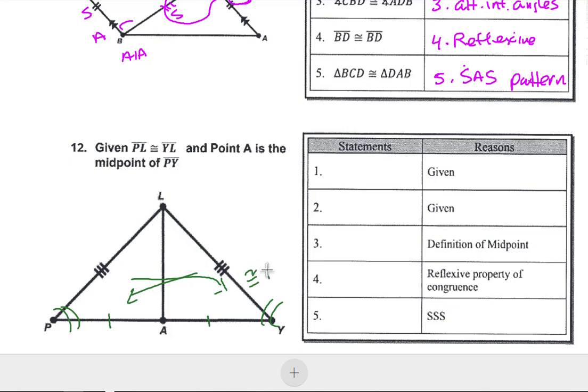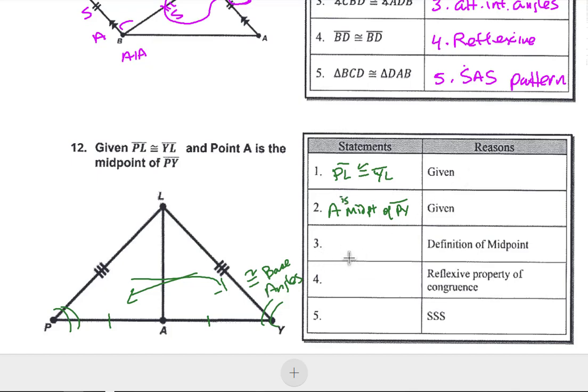Angles opposite those congruent sides are going to be congruent. So that gives us base angles congruent. Angle P and angle Y are going to be congruent. And then we also have that the shared side, LA, is congruent to itself. That gives us reflexive property. So we could go with side angle side, or we could go with side side side. They're using side side side for this.